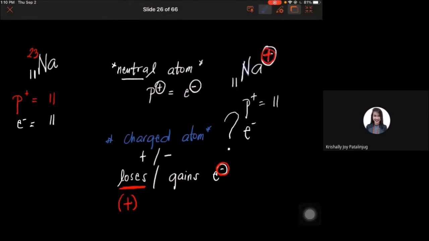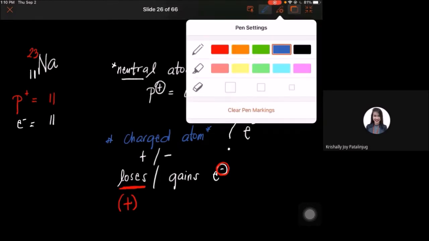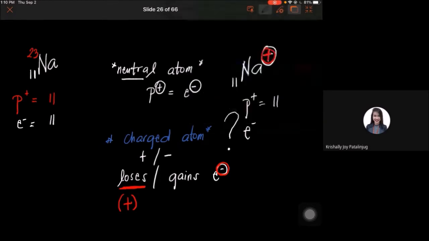Yan yung cation na memorize nyo. Diba? Daming cation na memorize nyo. Hindi na sumusulat. Dito na lang.